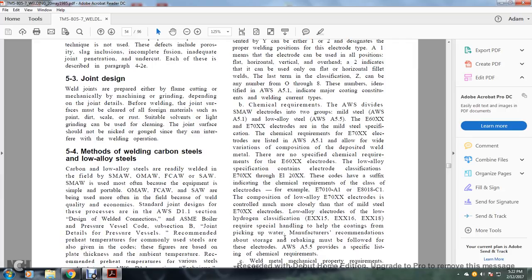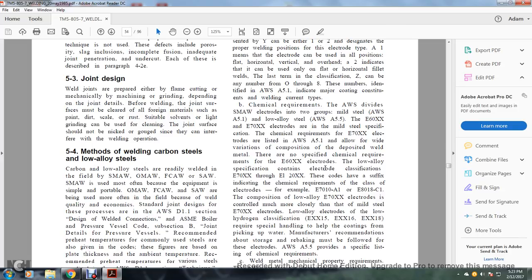Chemical requirements. The American Welding Society divides shielded metal arc welding electrodes into two groups: mild steel, American Welding Society A5.1, and low alloy steels, American Welding Society A5.5. The E60XX and E70XX electrodes are mild steel specifications. The E70XX electrodes are listed in American Welding Society A5.1 with a wide variation in the chemical composition of the deposited weld metal. Chemical requirements are not specified for E60XX electrodes.